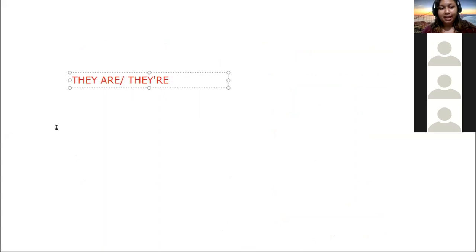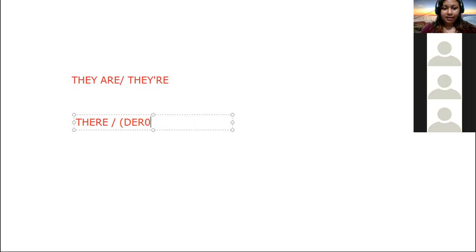There. Okay, now in this case, I say there. Repeat it with me. There. It's like there. There. Like this. One more time. There is. There are. There, like dry, seco, there. See? Okay, there is, there are.